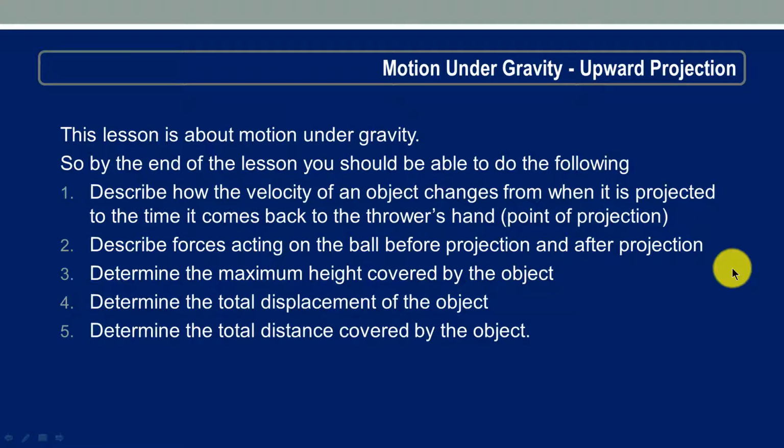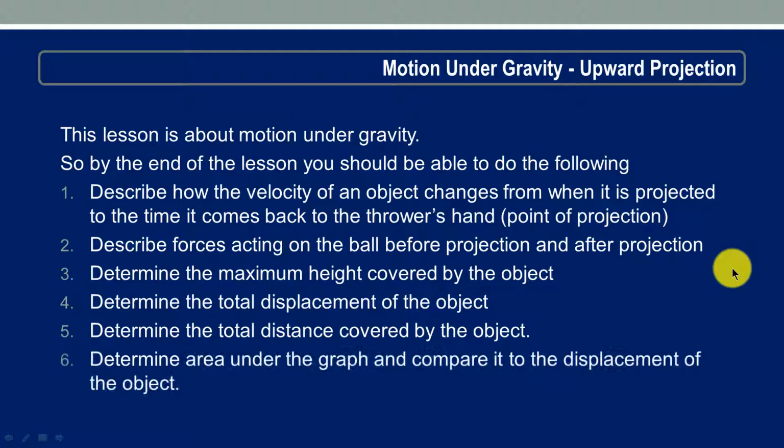Number 4, you should be able to determine the total displacement of the object. Number 5, determine the total distance covered by the object. And number 6, you should be able to determine the area under the graph and compare it to the displacement of the object.